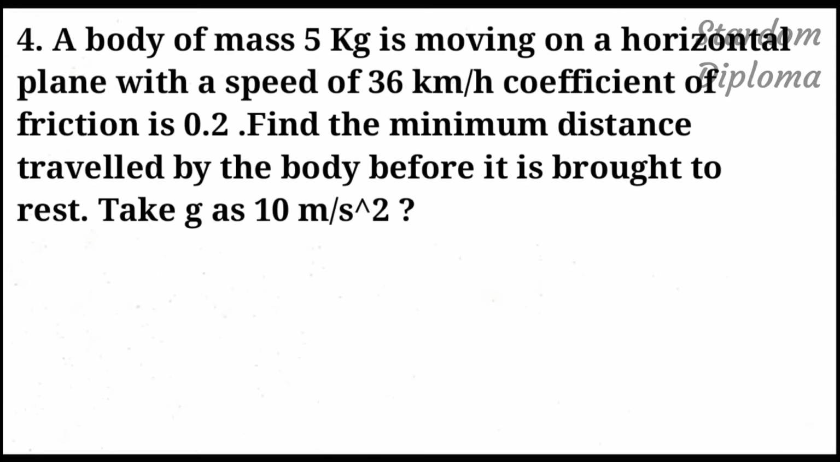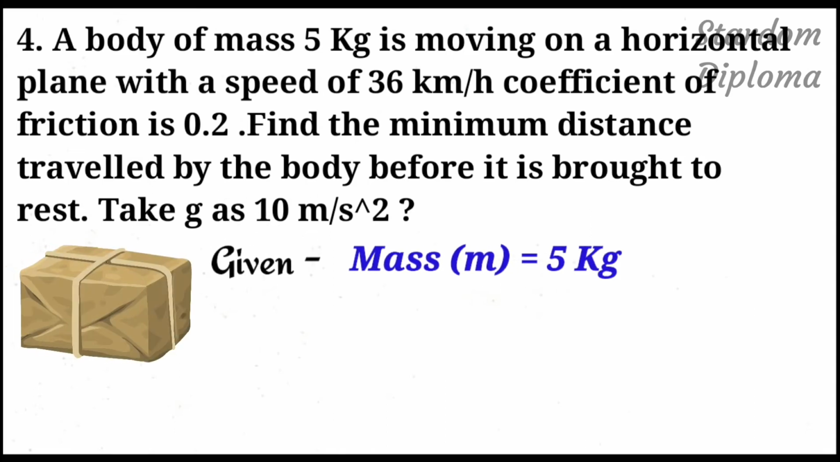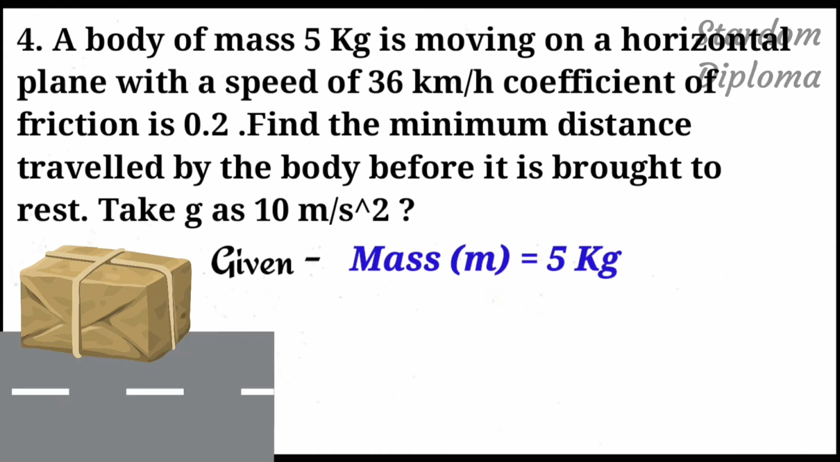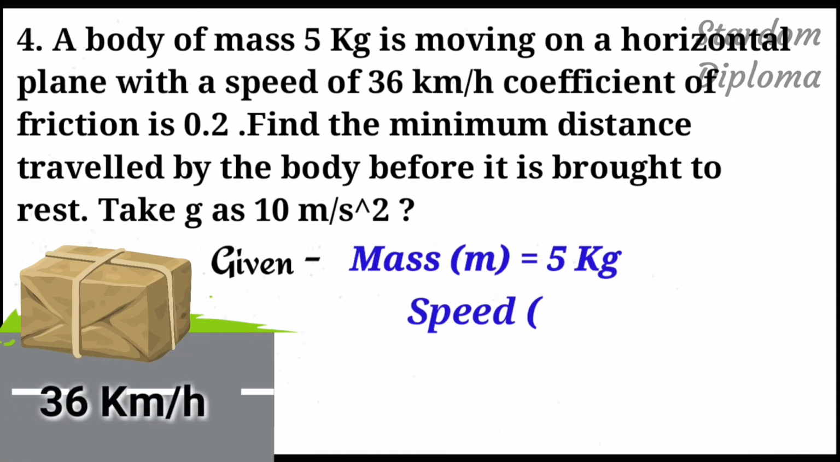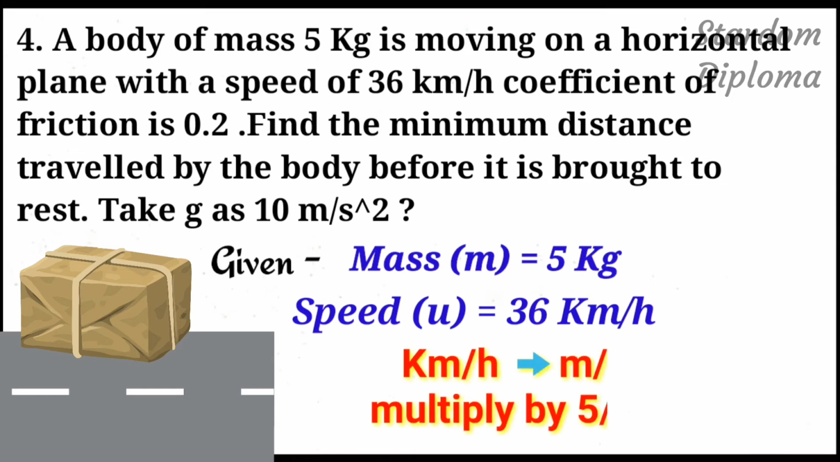First, we'll note down what is given in the question. So, body of mass 5 kg. So, mass of the body m is equal to 5 kg. It is moving on a horizontal plane with a speed of 36 km per hour. Speed is nothing but we can take it as velocity. At the beginning only, the velocity of the body is 36 km per hour. So, the initial velocity u is 36 km per hour. If we convert it to meter per second, we need to multiply it with 5 divided by 18. So, initial velocity u will be equal to 10 meter per second.